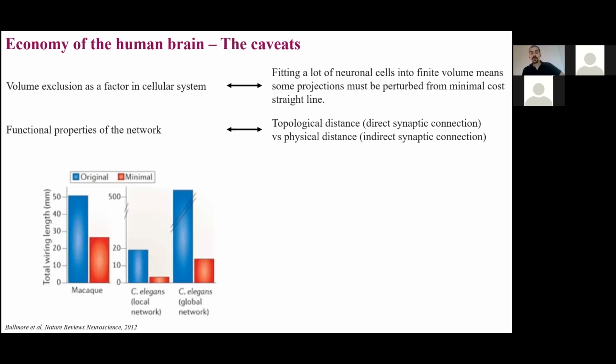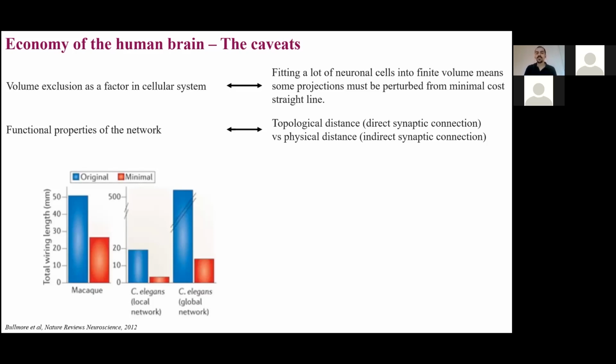This is not for humans, but this is basically for macaque and C. elegans, the worm. And the worm is also one of the few species for which all of the connectome has been very well defined and very well built. So you can see here that in blue, the study plots the total wiring length, so the total length of connections in the structural connectome in the macaque. And you can see that it goes around 50 millimeters in total.